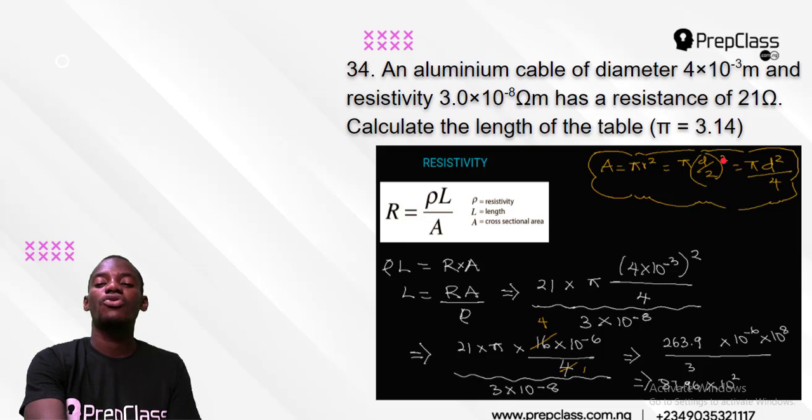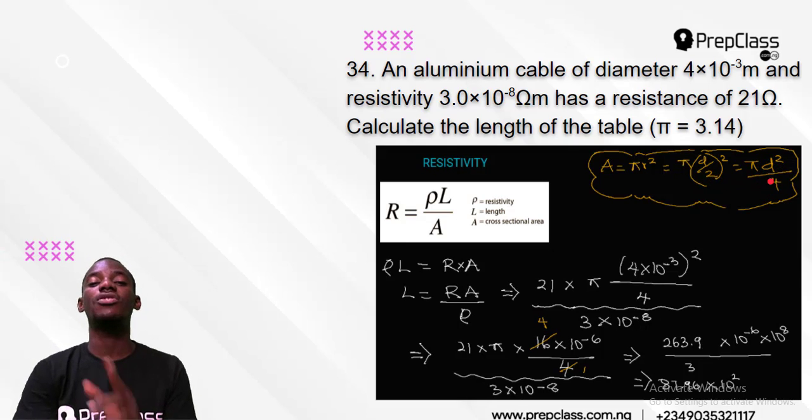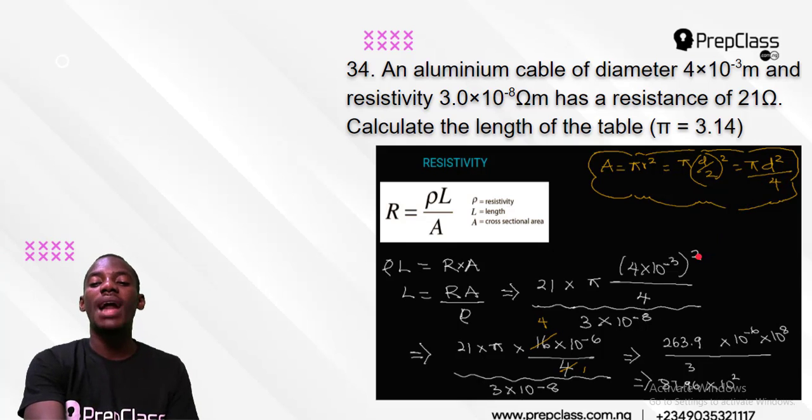Now plug it in. So the square on the d will become pi d squared, then 2 squared on the 2 will give me 4. So the area will now become pi d squared over 4. You put that formula into this one, you'll be getting pi d squared over 4. Now plug in all the values.